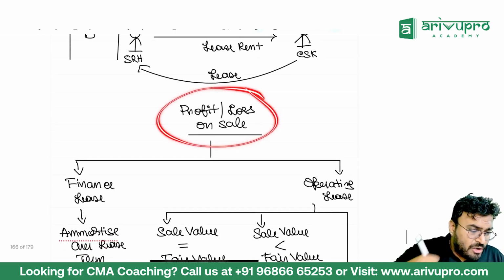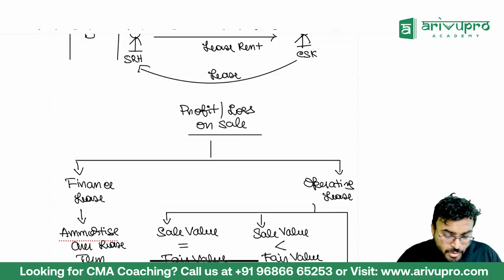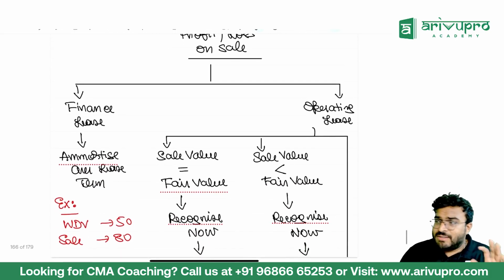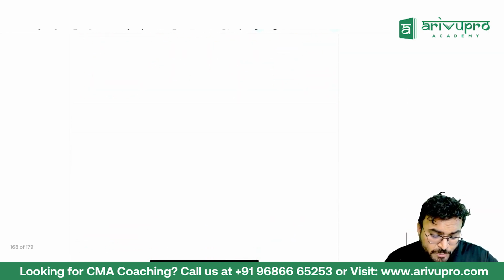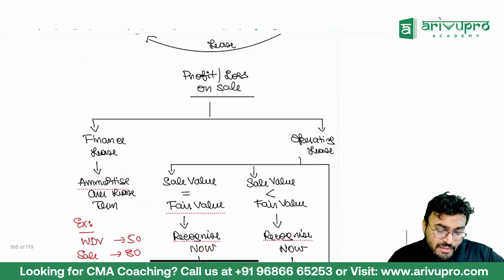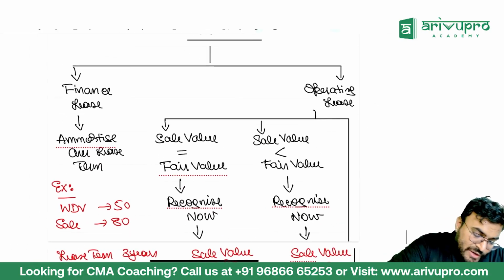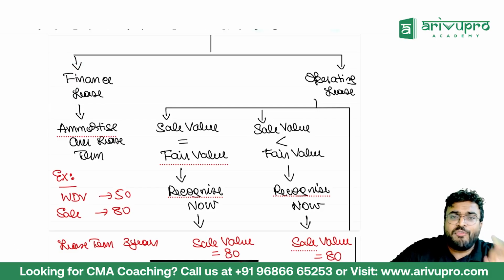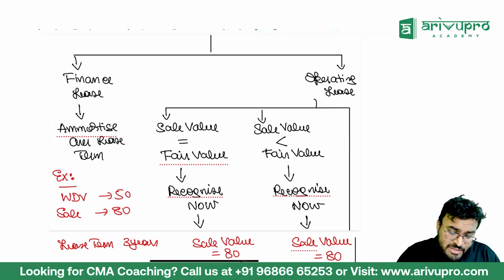Now, profit or loss on sale. When we have profit or loss on sale, understand this simple, full chart. Everything will be sorted for you. If it is a finance lease, don't bother about anything. The profit or loss will be amortized over the lease term. Amortized means it will be spread across the lease term.